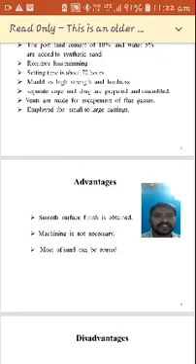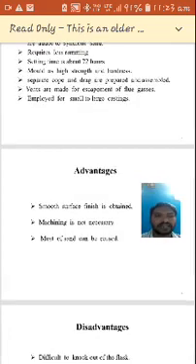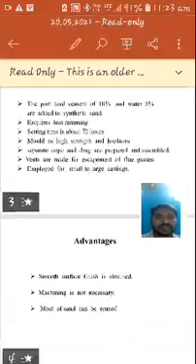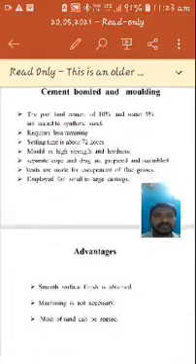Vents are made for escapement of flue gases. Why this vent? By using a vent rod we can place the vent holes. These holes are used for escapement of flue gases. It is employed for small to large castings. This is the procedure for cement bonded molding.